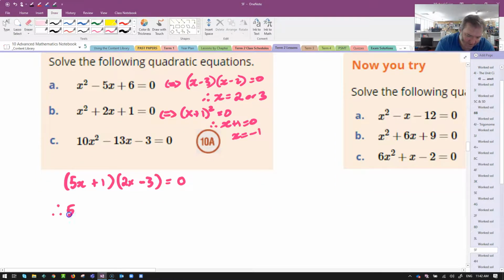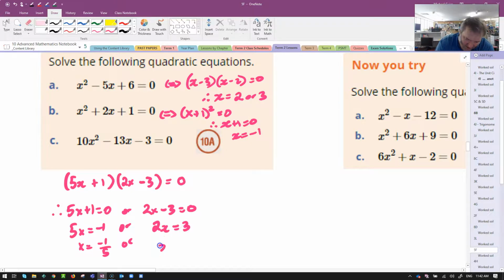Take your time with these ones. 5x plus 1 equals 0, or 2x take 3 equals 0. 5x equals -1, x equals -1/5. Or we can keep going with the other one. 2x equals 3, x equals 3/2. And there you've got your two solutions.